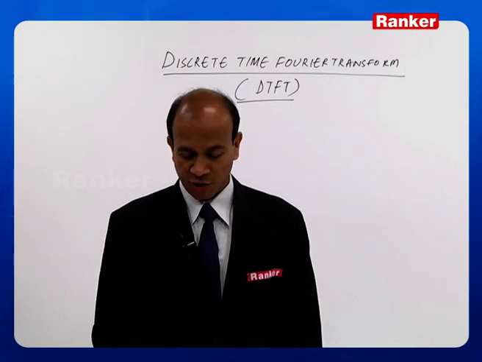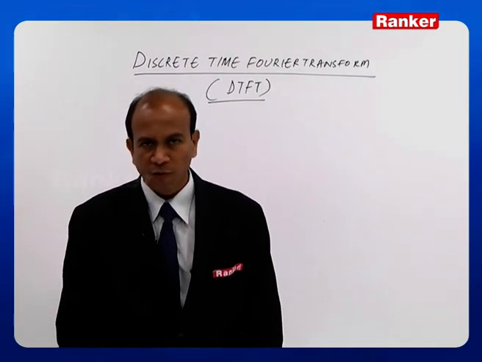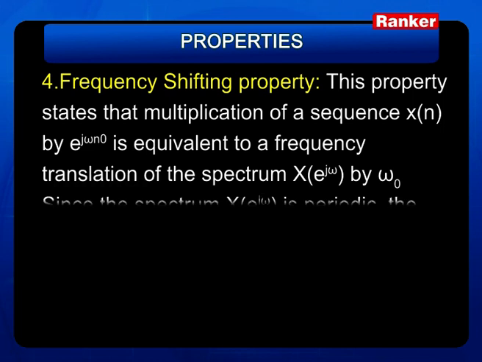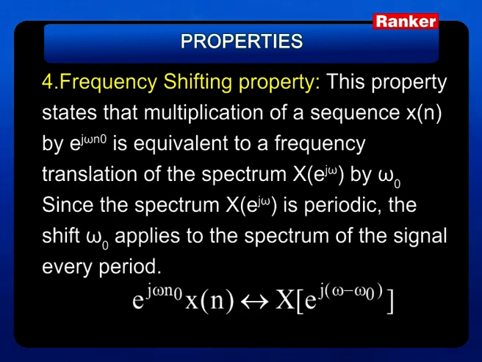That is the factor of change. The fourth property is the frequency shifting property. This property states that the multiplication of a sequence x of n by a factor e to the power of j omega n naught is equivalent to a frequency translation of the spectrum X of e to the power j omega by omega naught. Since the spectrum X of e to the power j omega is periodic, the shift omega naught applies to the spectrum of the signal every period.